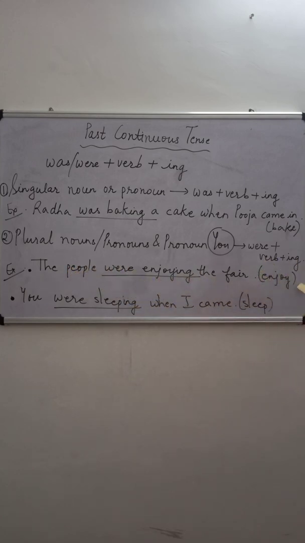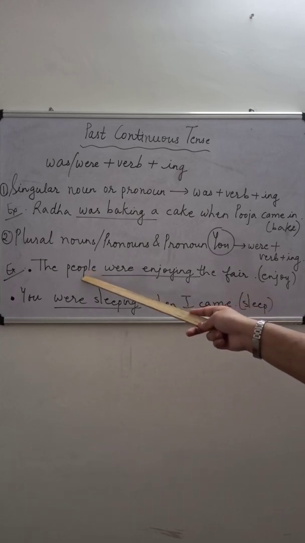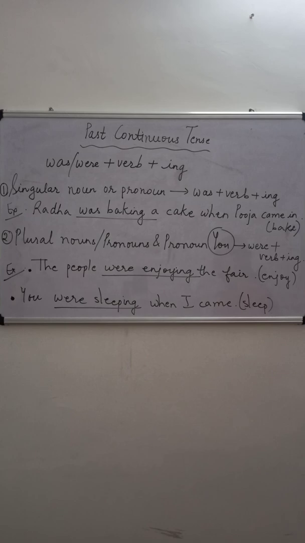We have to write the past continuous tense form of the verb enjoy. So here we are talking about more than one person. So people is a plural noun. So with a plural noun we use were. So we will write were plus the ing form of the verb. So enjoy becomes enjoying in the past continuous tense form of the verb.